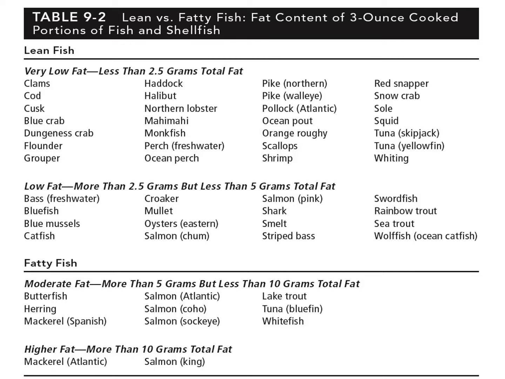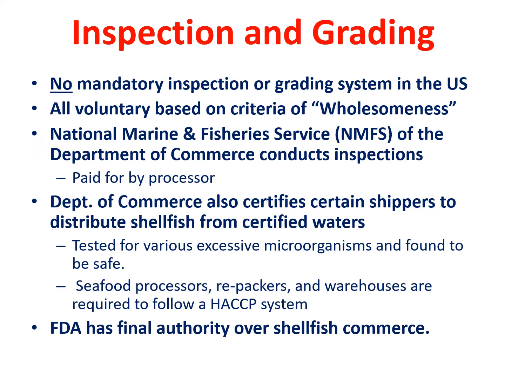This is a slide that just shows the fat content of different fish and shellfish. So you can take a look and see which ones qualify as fatty and which ones are considered to be more lean. The lean ones generally have less than about 5 grams of total fat per serving. The very fatty ones can have upwards of 10 grams. And then some of them, of course, are very fatty. Those are the mackerel and the salmon, king salmon in particular, that have quite a bit of fat in them. So they're going to have more pronounced flavor.